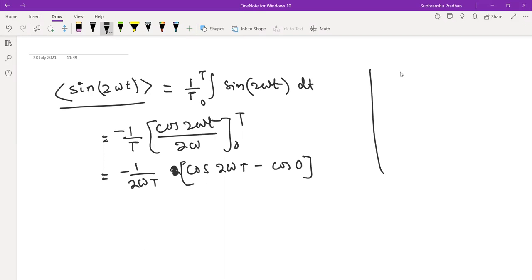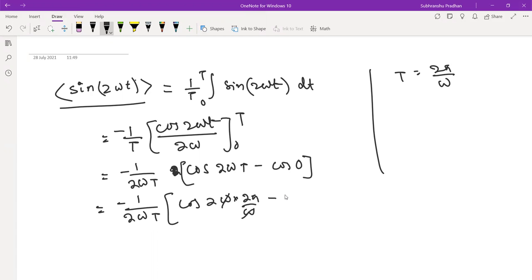Now we know that time period t is equal to 2 pi by omega. So I'll replace this t. So what I'll get? 1 minus 2 omega t, cos 2 omega t is 2 pi by omega. Omega, omega cancel, minus cos 0. Now cos 4 pi, what is the value of cos 4 pi? Cos 4 pi is 1.